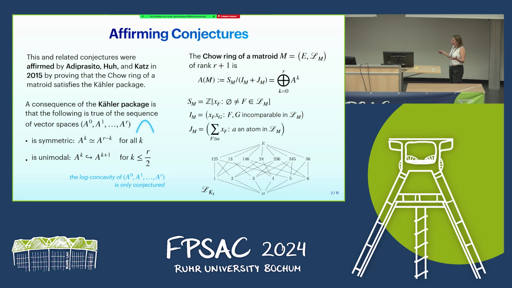But a consequence of it is that the sequence of vector spaces that are defined by the graded pieces of the Chow ring is symmetric and unimodal. So as a sequence, it looks like this. By symmetric, for vector spaces, I mean that I can find a bijective map between complementary degrees, and unimodal means that I can find an injective map from the kth degree piece to the k plus 1 degree piece when k is less than half.